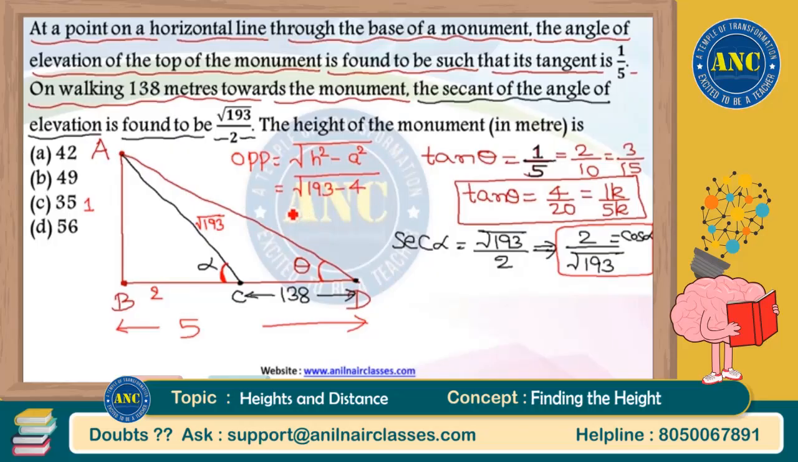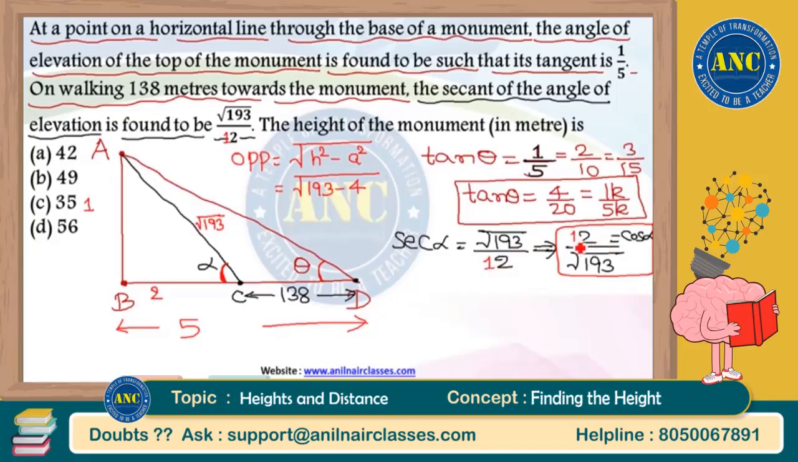Is there any mistake, sir? It is 2 by root of 193. Yes, that is absolutely correct. Okay, there is a mistake in the question itself. That is the reason we are getting it incorrect. This is 12, it is not 2, it is 12.